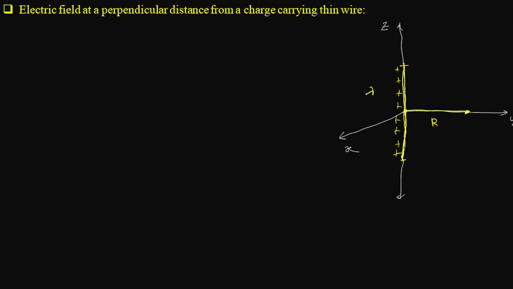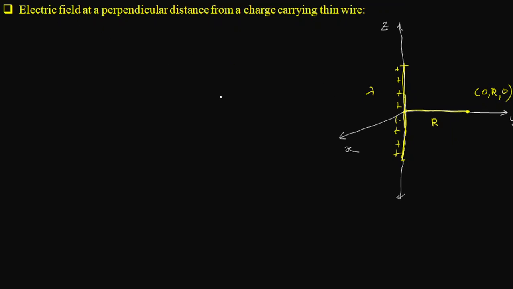What will be the coordinate of this point? This point is on the y-axis, so the x coordinate will be 0, the z coordinate will be 0, and only the y coordinate will be r. So we can write 0, r, 0.